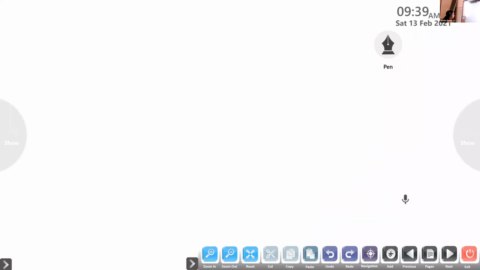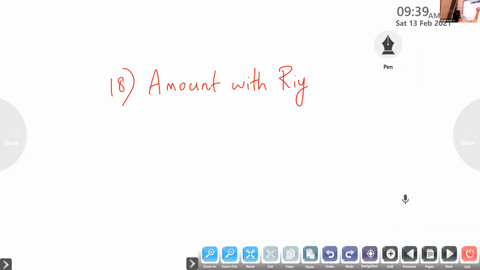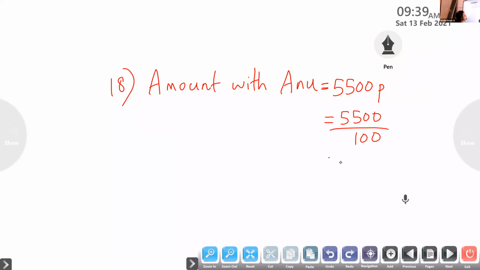So children, amount with Ria. Question number 18. First we can write amount with Anu. The first one, it is given amount with Anu. Anu has how much paise? 5500 paise. So children, we can divide this and write 5500 by 100. So what is that? Rupees 55.